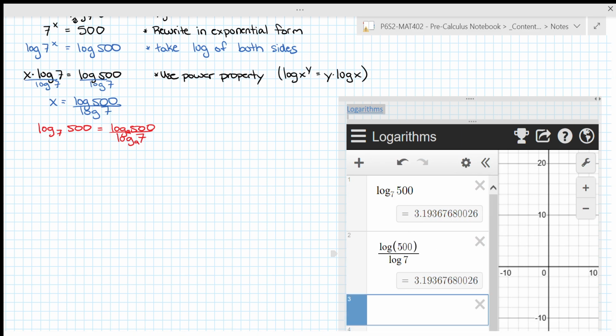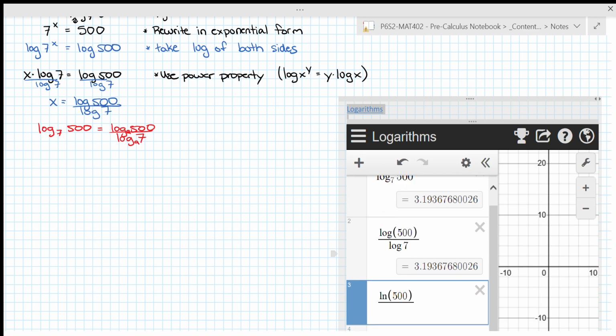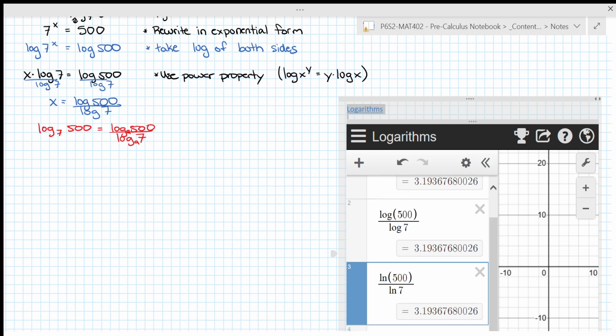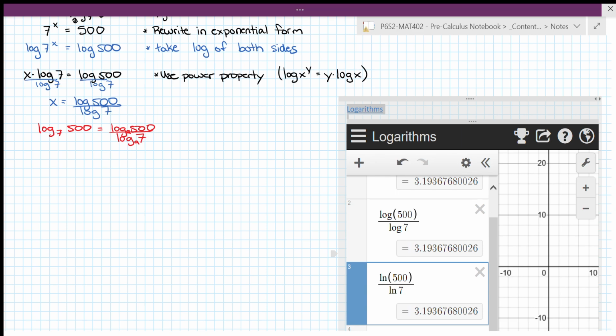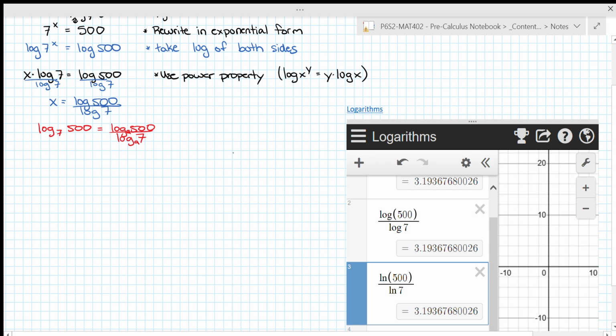It would also work if I did the natural log of 500 divided by the natural log of 7, it would give me the same. I could do log base 2 of 500 divided by the log base 2 of 7. It's the same thing every single time. So I get this change of base formula, change of base property.